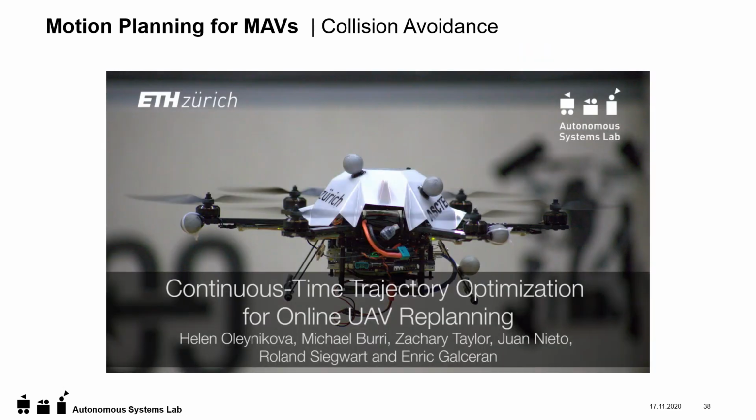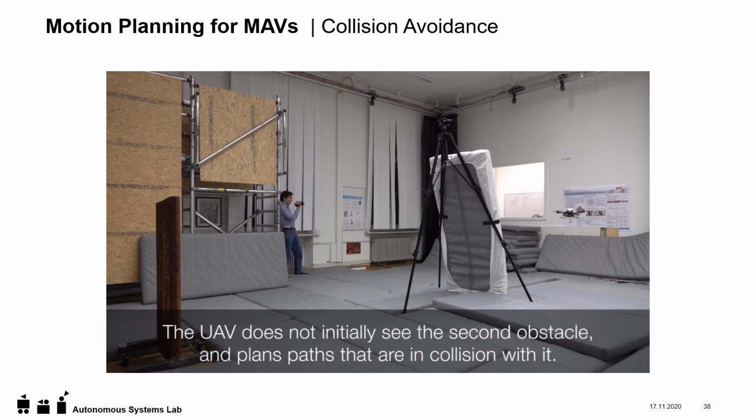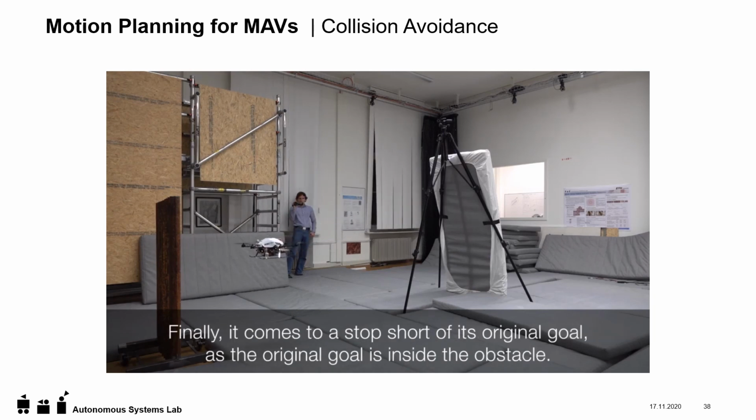Here we see a video of a live system that performs trajectory optimization and collision avoidance based on an onboard map. First, the MAV starts on the right side and has to plan a path to the goal that actually lies inside the obstacle on the left side. To go there, it first has to plan a path around the mattress obstacle and then tries to get as close as possible to the goal position, but decides not to reach it because it actually is inside an obstacle and dangerous.